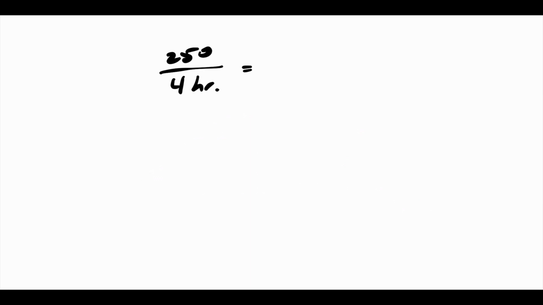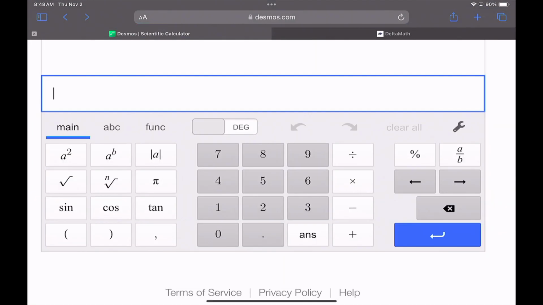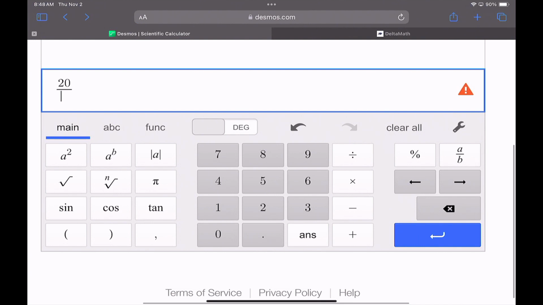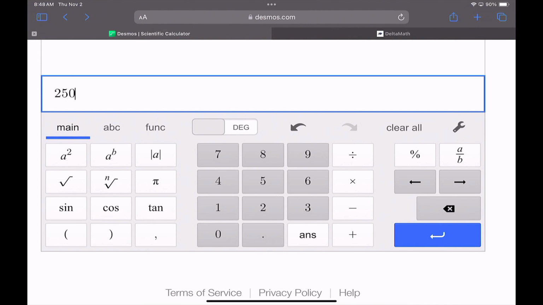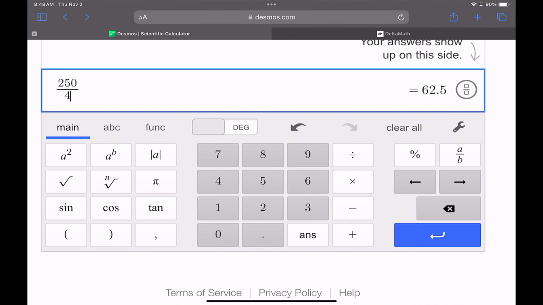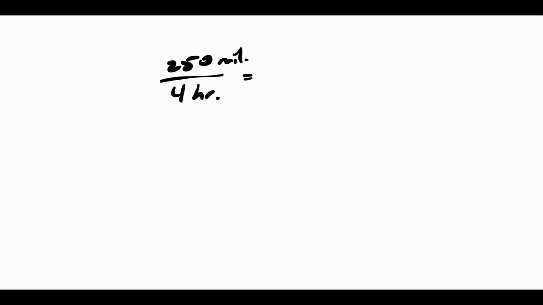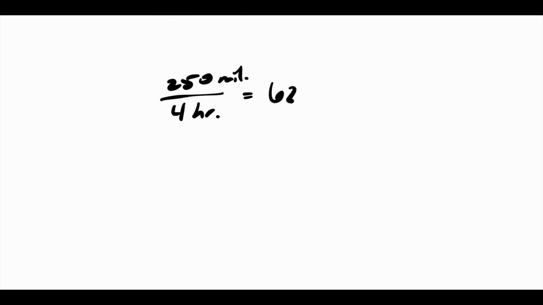And it's about 250 miles. Your average rate is what? How would I find average rate? You would divide. You would say 250 divided by 4. 62 and a half miles. So you were going, on average, 62 and a half miles per hour. That's miles per hour. That's average.